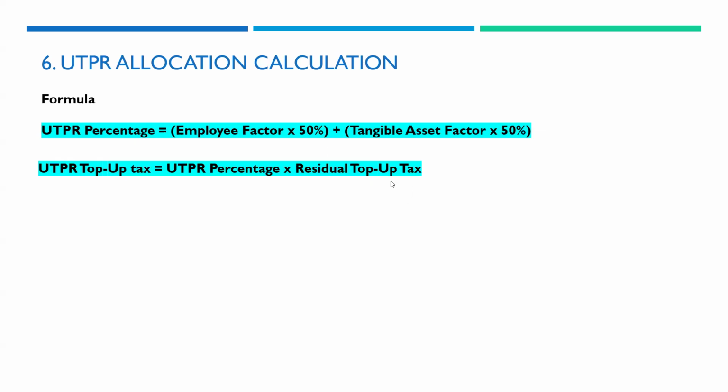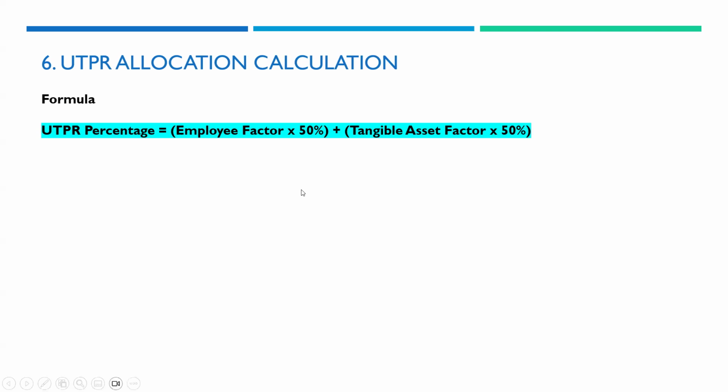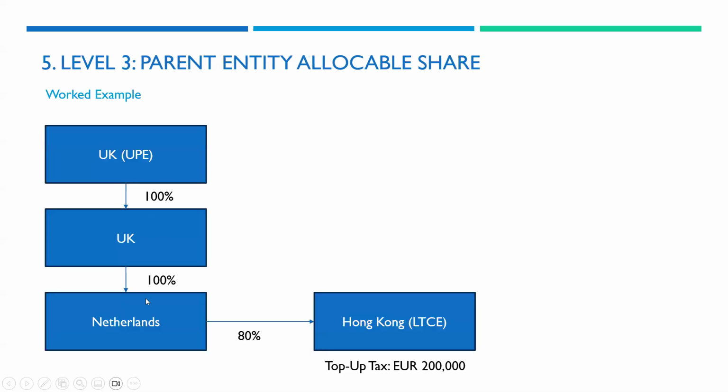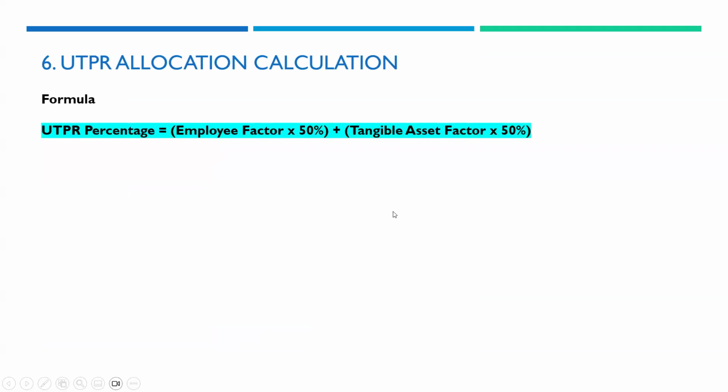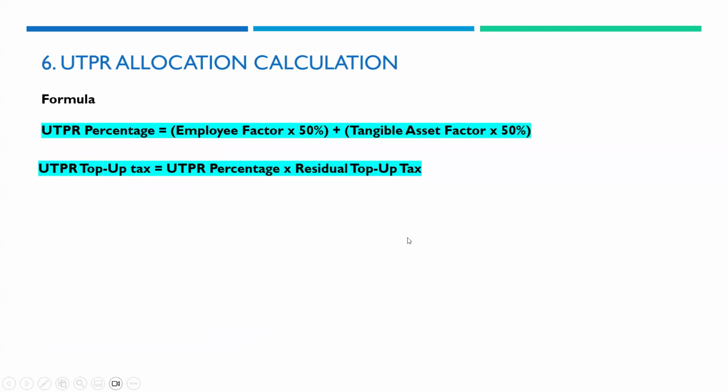Yep, it is 40,000. It will be allocated on the basis of UTPR percentage of whom? UTPR percentage of these two. Did you understand the bird's eye view of how things will go? How I calculate this was the first part of our discussion. Then this guy will pay 160. These two will share 40,000 in the ratio of their UTPR percentage. And how would I find that? By using the employee and tangible asset factor. Is it clear? Yes? Fantastic.